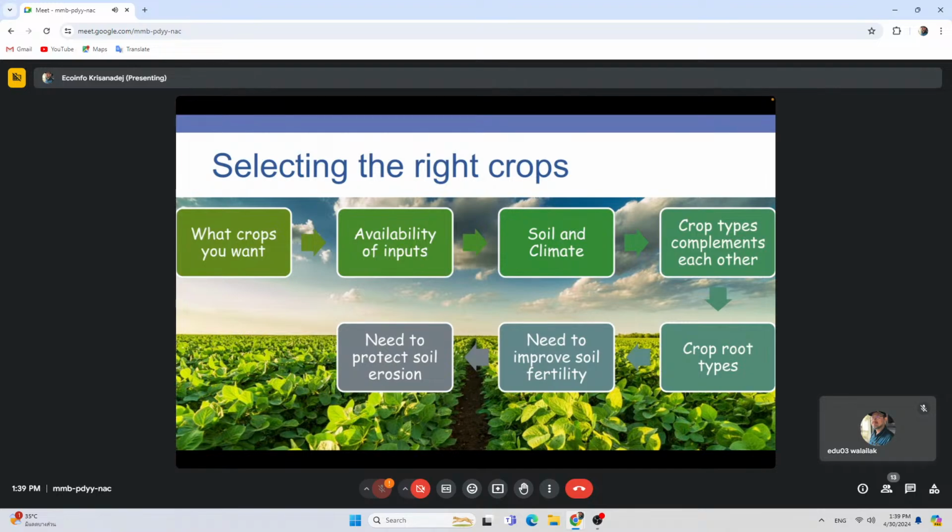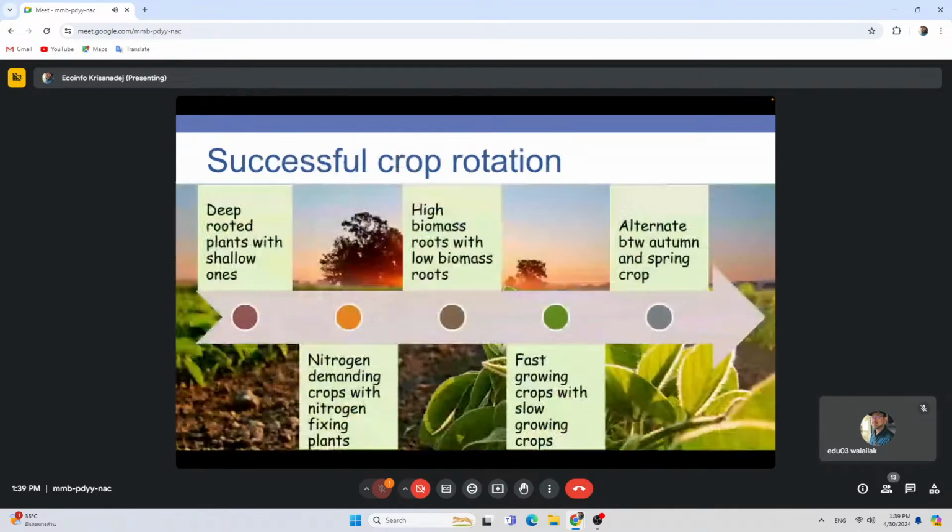You need to improve. You cannot just take things out from the soil, you have to put it back. So every 2 or 3 years, you need to plant some legume to improve soil fertility. And make sure that in some years you cover your soil by planting some cover plant, so you have soil erosion protection. Okay, so these are the common criteria when you think about crop rotation. Next slide, please.